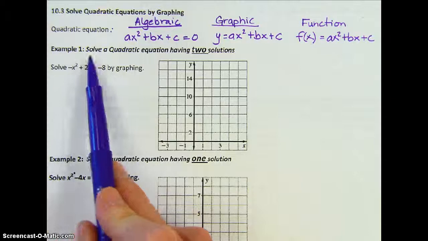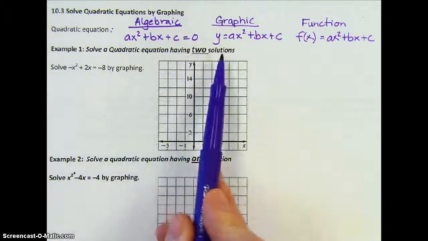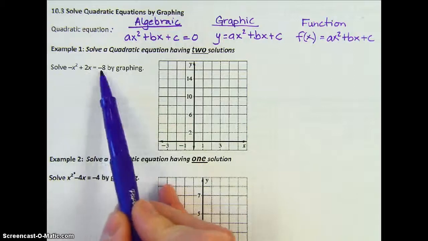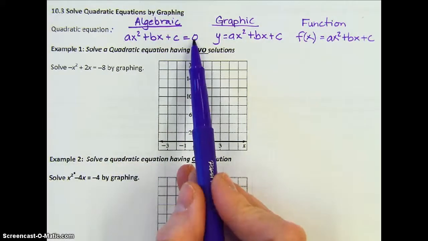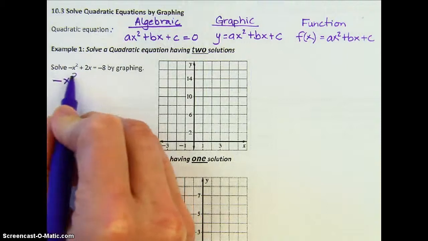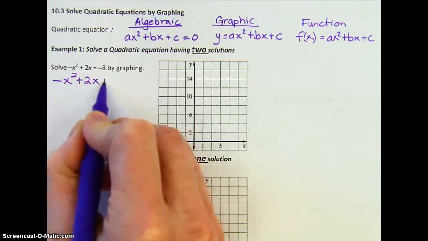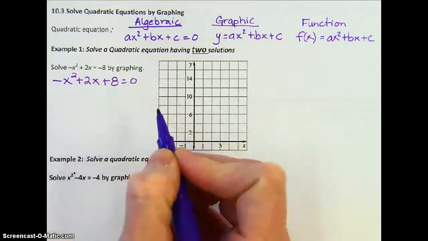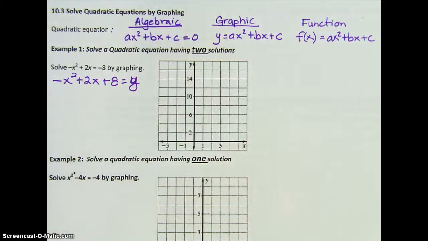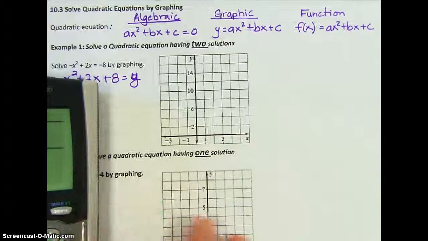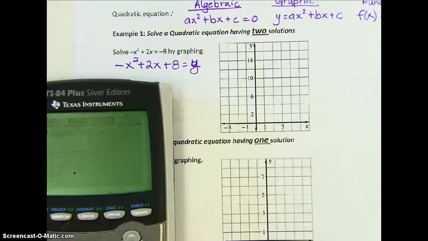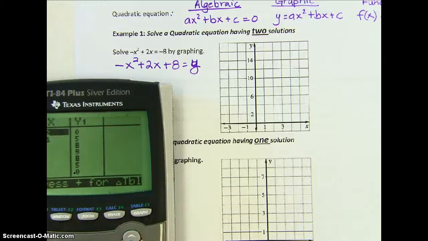So example 1 says solve a quadratic equation having two solutions. Solve by graphing. Notice you do not see a y equals. So we've got to get the 0 to appear so we can replace that with y. So we're going to go negative x squared plus 2x plus 8 equal to 0, and then we're going to change that 0 to a y. To be just a little bit quicker, we're going to type this into our calculator, and we've got it here. I'm going to go to my table, and I'm going to look for my vertex.